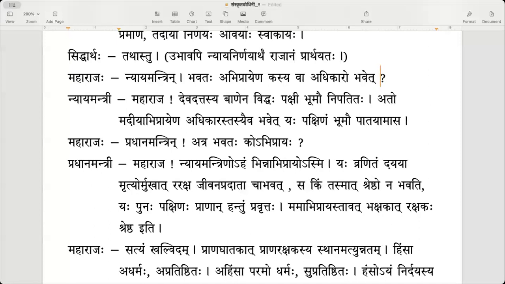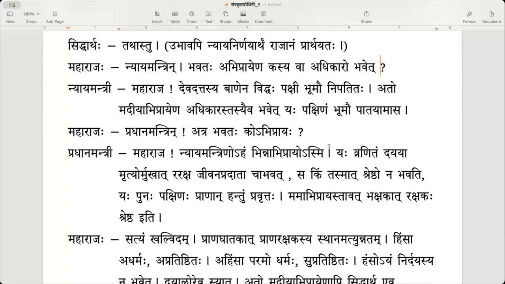So, O king, the bird, pierced by the arrow of Devadatta, fell to the ground. Therefore, in my opinion, the right belongs only to him who felled the bird onto the ground. Yaha pakshinam bhumau patayamasa. Patayamasa is in lit lakara, nijanta also. So who made the bird fall down? Here it is prerana nich. Previously, pratayati, there it was swartha nich.